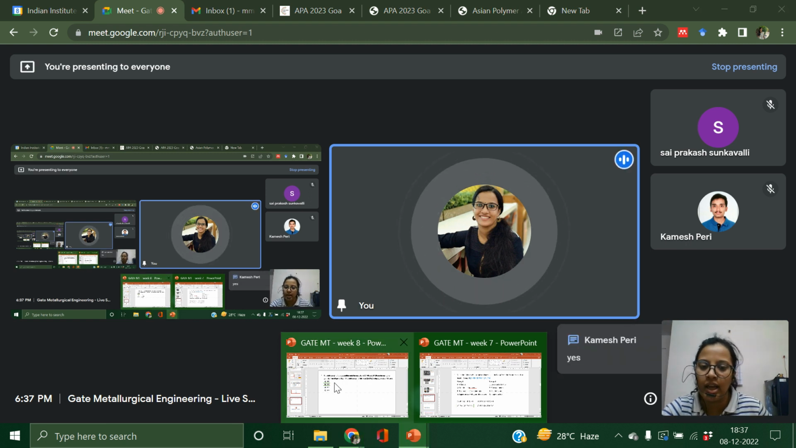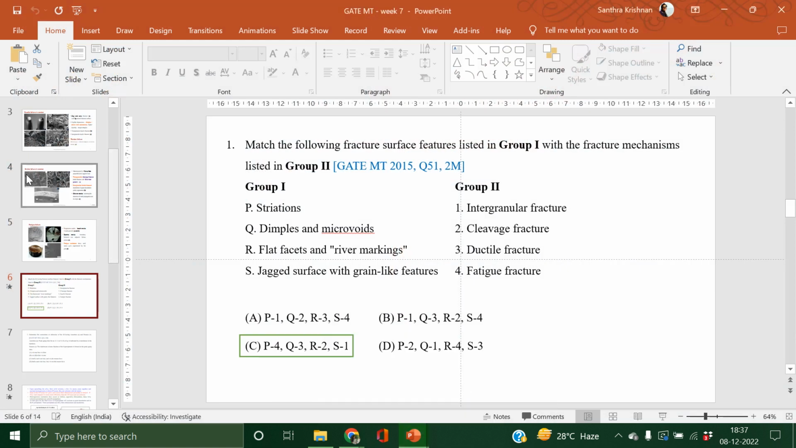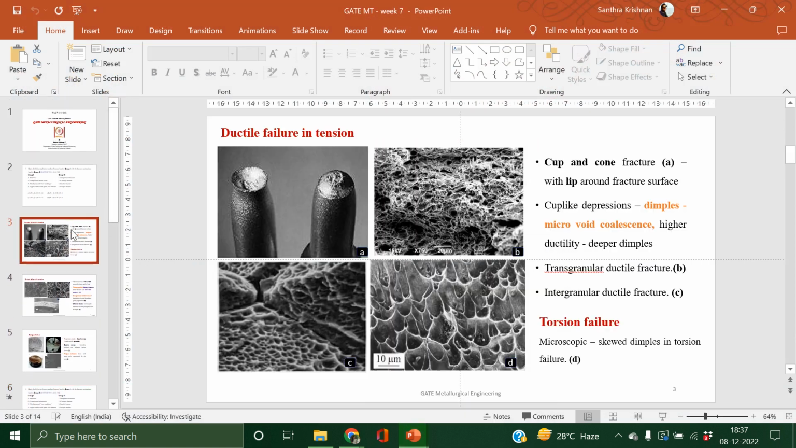Okay, so for remembering, I would suggest that it's purely out of memory. There is no particular way in which we can predict. Whenever you talk about ductile fracture, there are a few keywords that we need to keep in mind. Whenever you hear the word ductile fracture, the first one is cup and cone. This is the cup, no, this is the cone, this is the cup. One is cup and cone fracture, then dimples. Dimples and cup and cone are the keywords for ductile fracture.